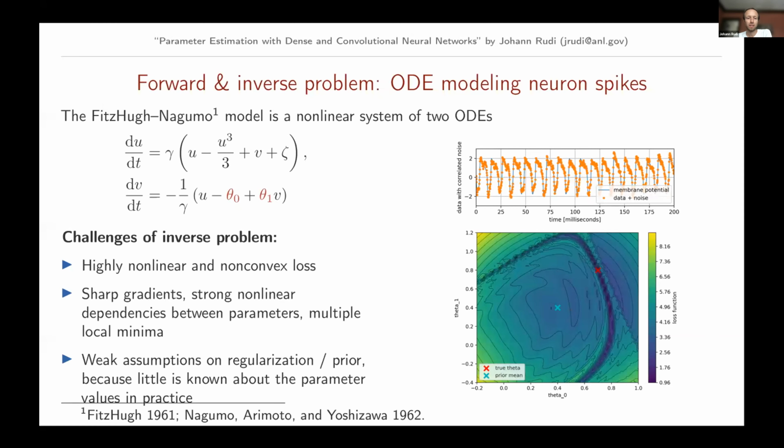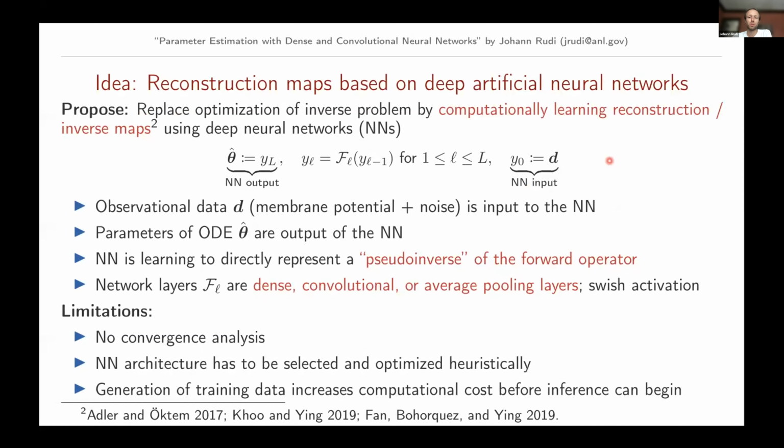So this is the inverse problem I would like to solve, and I would like to propose a new approach for it based on deep artificial neural networks. Before, we had a biological neuron modeled as an ODE. So this deep neural network, of course, has several hidden layers denoted by F sub L, where L is indexing the layers.